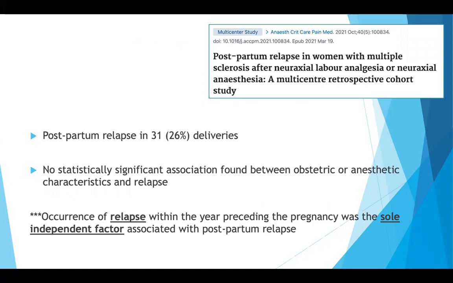They found postpartum relapse in 31, so 26% of deliveries. There was no statistically significant association between obstetric or anesthetic characteristics and relapse. However, they did find that the occurrence of relapse within the year preceding the pregnancy was the only independent factor that was associated with postpartum relapse.